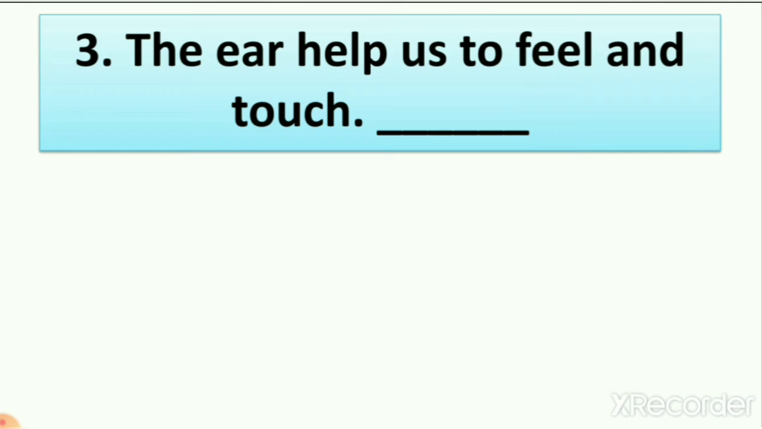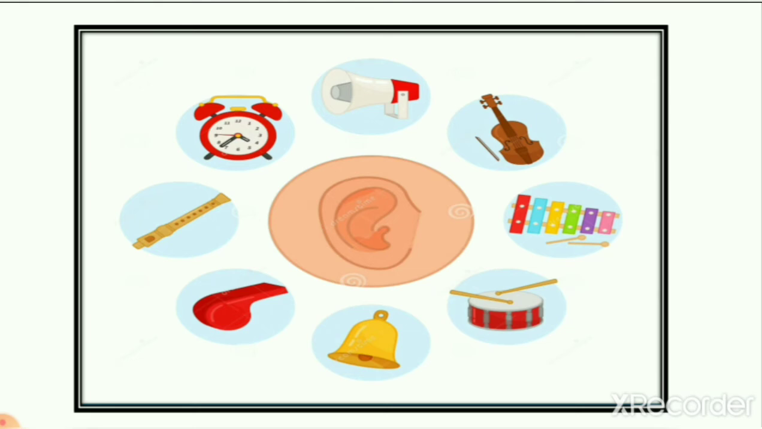Number 3. The ear helps us to feel and touch. Now when we learn about sense organs, we learn about the senses also. That we have five senses, right? Which are they? Sense of smell, sense of hearing, sense of sight, it means you can see things, sense of taste and sense of touch. So when we learn about ears, we learn that we can hear things with the help of our ear. So we can hear an alarm clock, mic, drum, voice of different persons, voice of train, voice of plane, right? So it means we can feel the voice around us with the help of our ears.